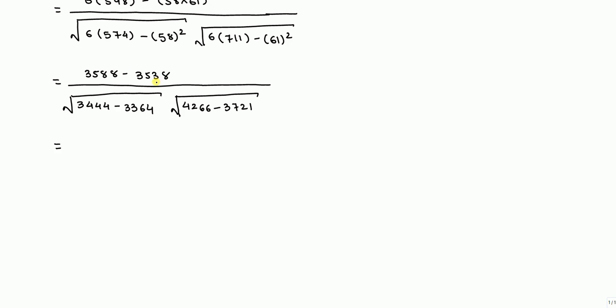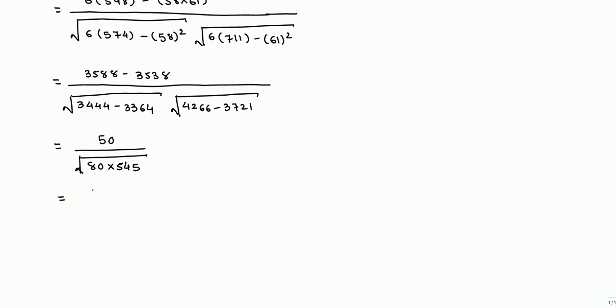3588 minus 3538 gives us 50, upon under root of 3444 minus 3364 gives us 80, into, in another under root, subtraction gives us 545. And we are writing in a single under root only.